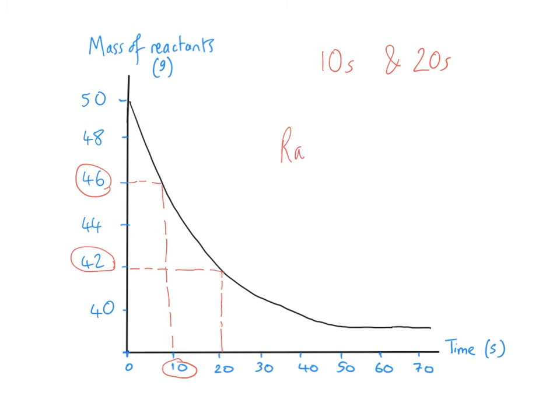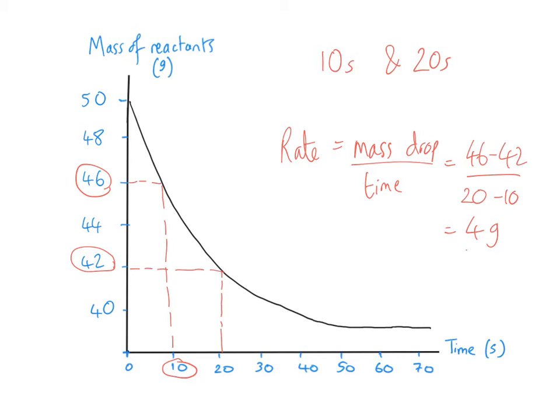But the rate is the mass drop in that time, not for the whole reaction, but in that particular time period, divided by how long that time period was. So it's 46 take away 42, divided by 20 take away 10. And so that works out to be 4 grams as a drop in 10 seconds. And so overall, that is 0.4 grams per second. So that's the rate, 0.4 grams per second.